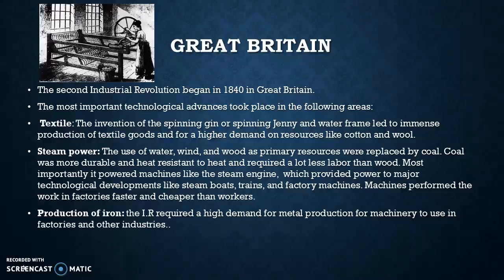The steam power: the use of water, wind, and wood as primary resources were replaced by coal. Coal was more durable and heat resistant and required a lot less labor than wood. Most importantly, it powered machines like the steam engine, which provided power to major technological developments like steamboats, trains, and factory machines. The machines also performed the work in the factories faster and cheaper than workers. Production of iron: the Industrial Revolution had a high demand for metal production for machinery to use in factories and other industries.